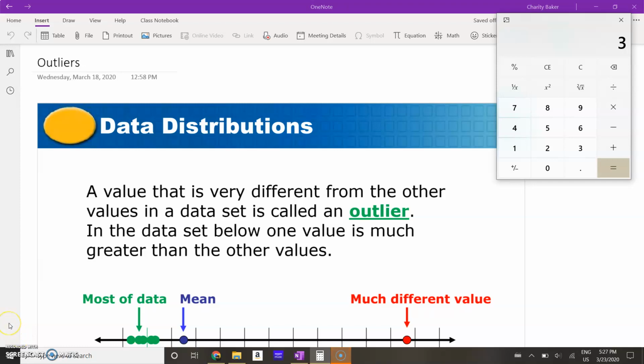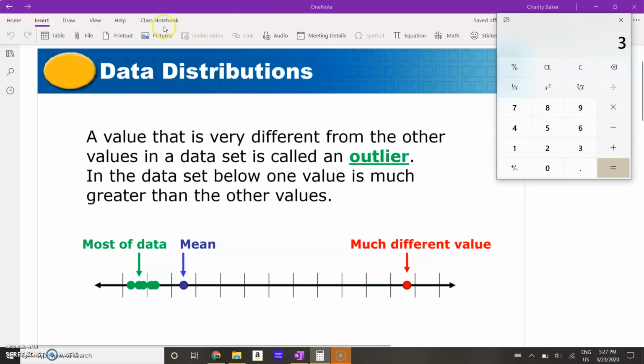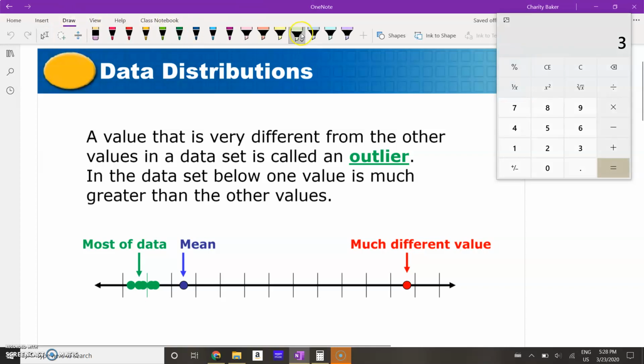Hi guys, today we're going to talk about outliers and how they affect our data. So let's talk about what an outlier is. Let's look at the word outlier. See it over here? Outlier.